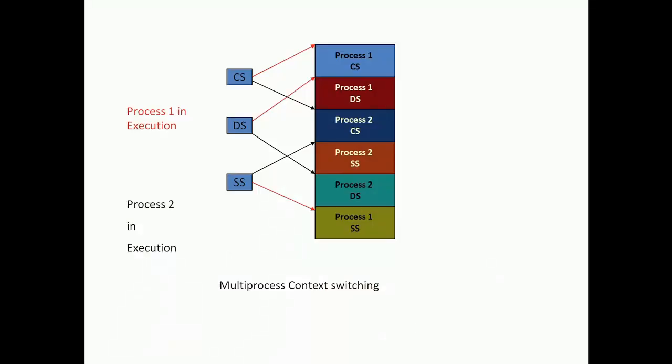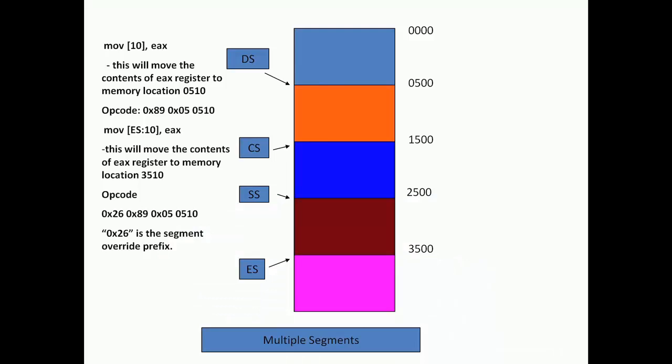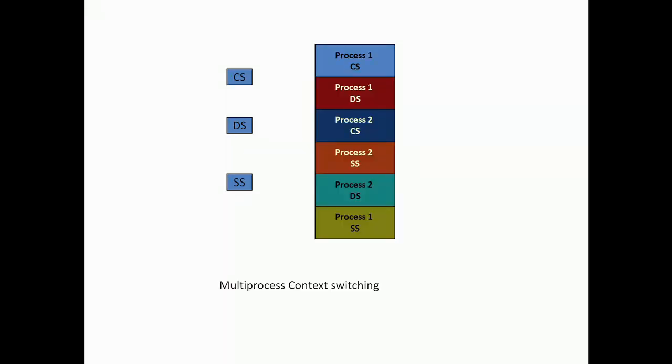These are some of the important things that come out of segmentation. We have already seen that there is ease of compilation, and process mobility is ensured. Then in the previous slide we saw that we could have multiple segments, and we motivated several things for that, and now we have what we call multi-process context switching.